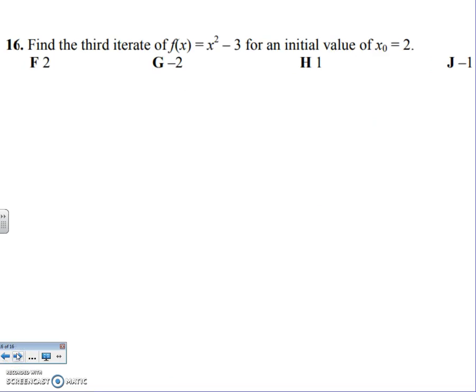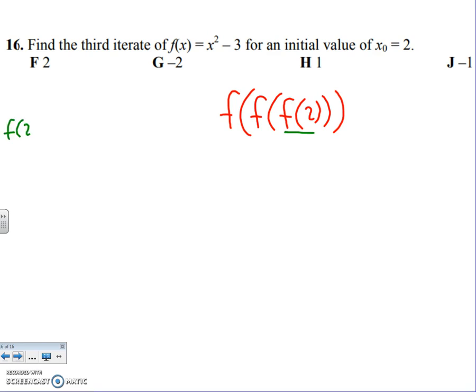Last problem, 16. Find the third iterate of f of x equals x squared minus 3 for the initial value of x sub naught is 2. This is a composition. They're basically asking us to find f of f of f of 2. Alright, so y'all know how to do this. Find f of 2 first, we'll plug 2 in.